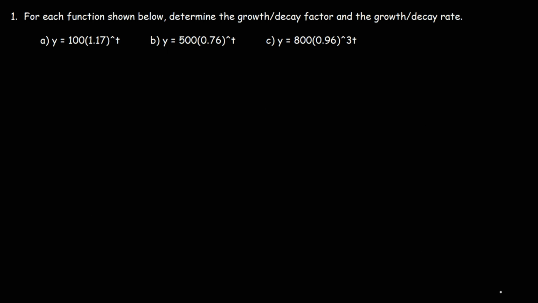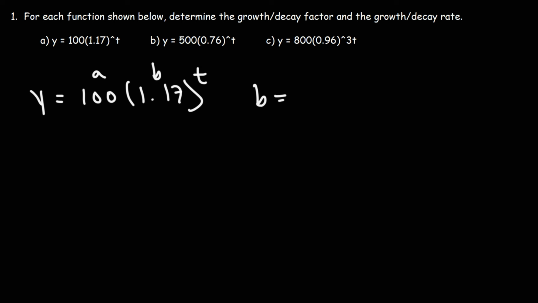So with that being said, for part A, we have y is equal to 100 times 1.17 raised to the t. So a is 100, b is 1.17. Because b is greater than 1, this is the growth factor. So the growth factor in this problem is 1.17.